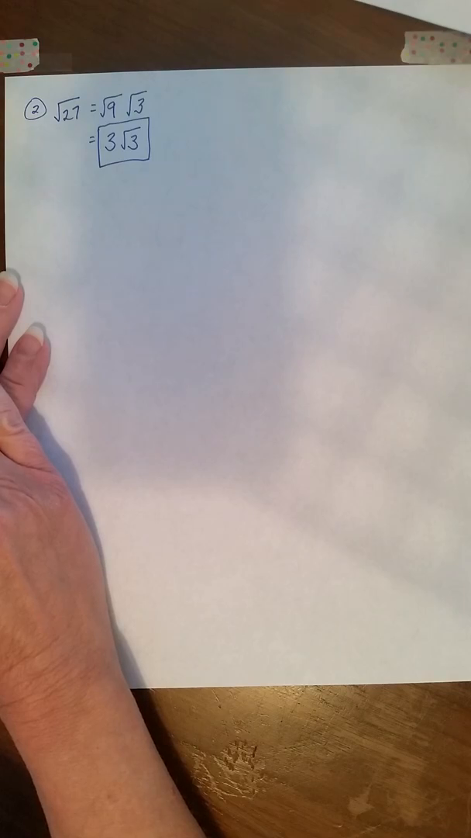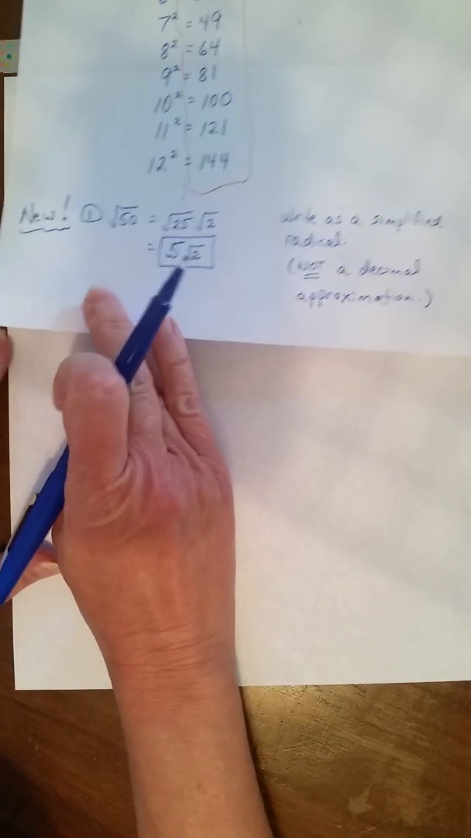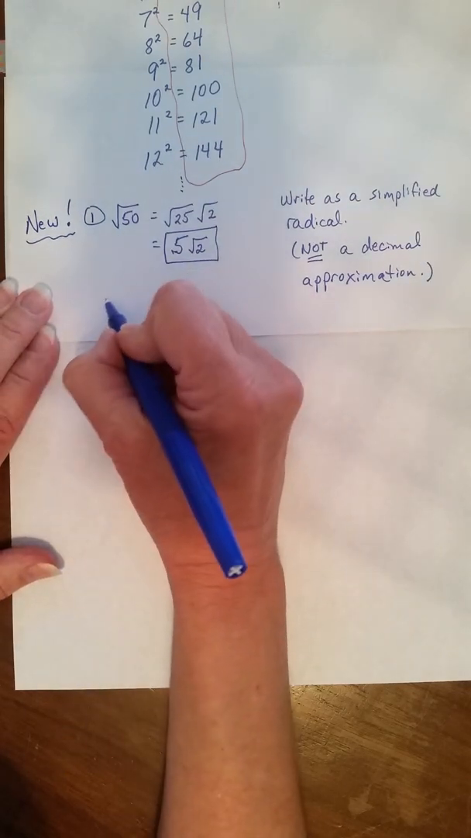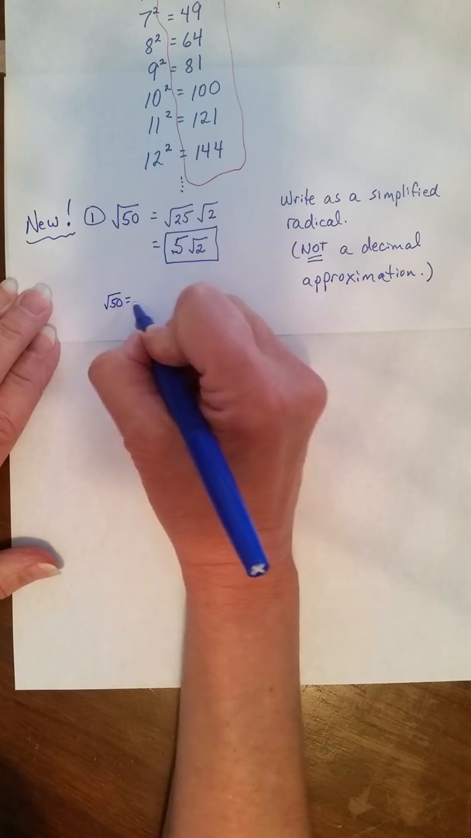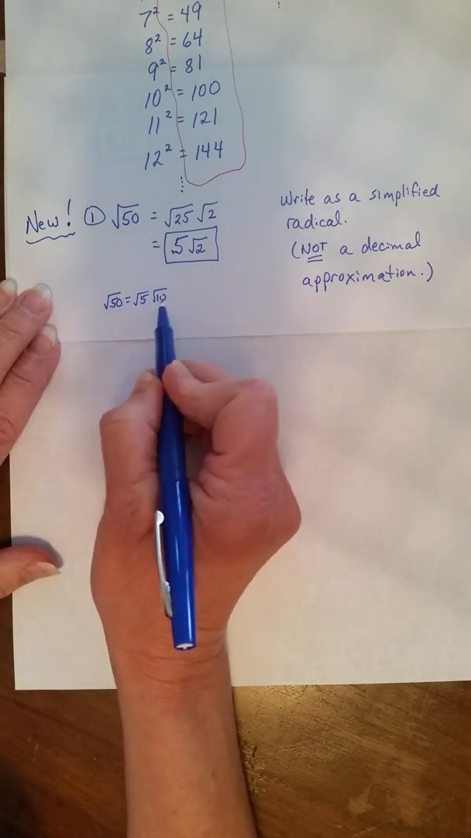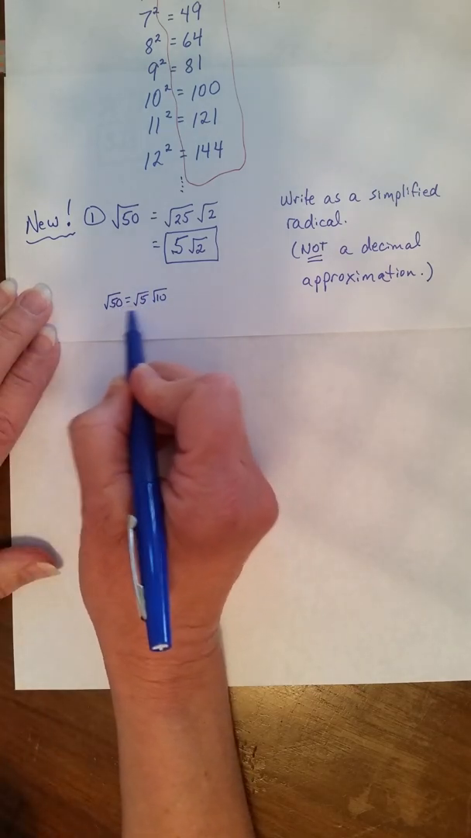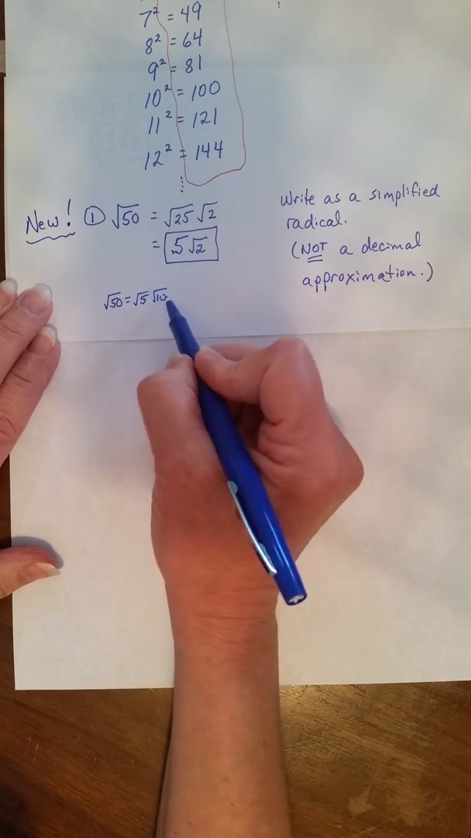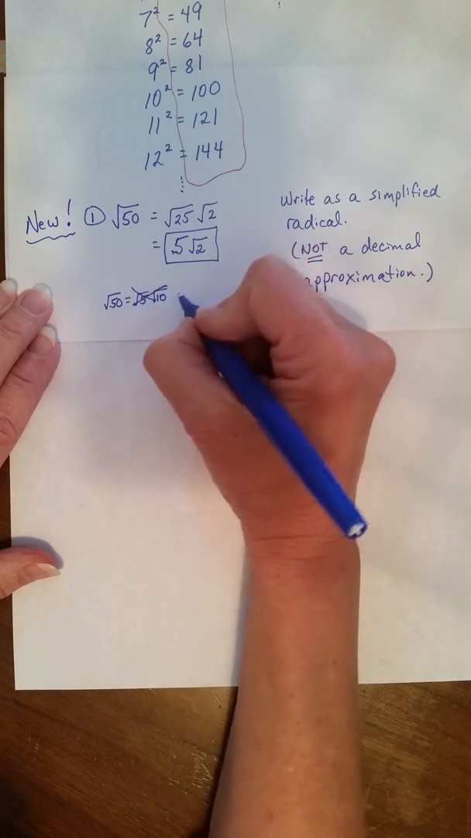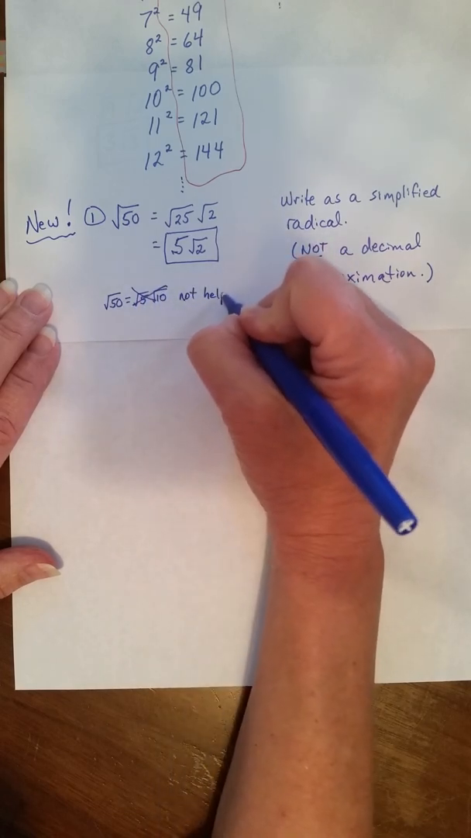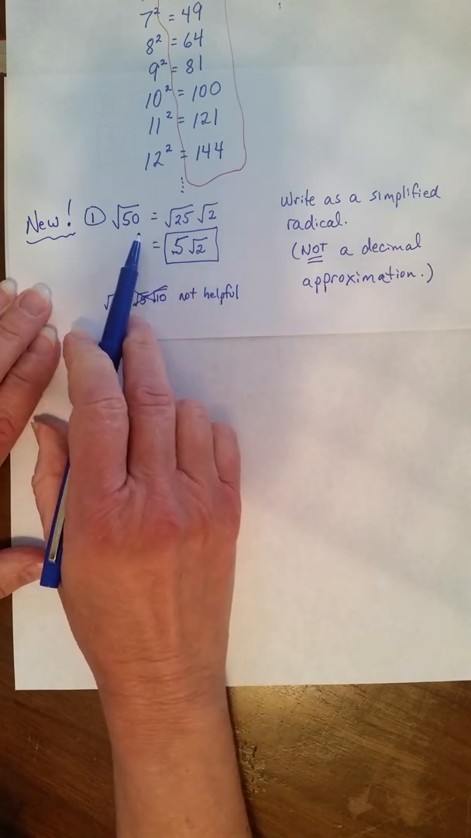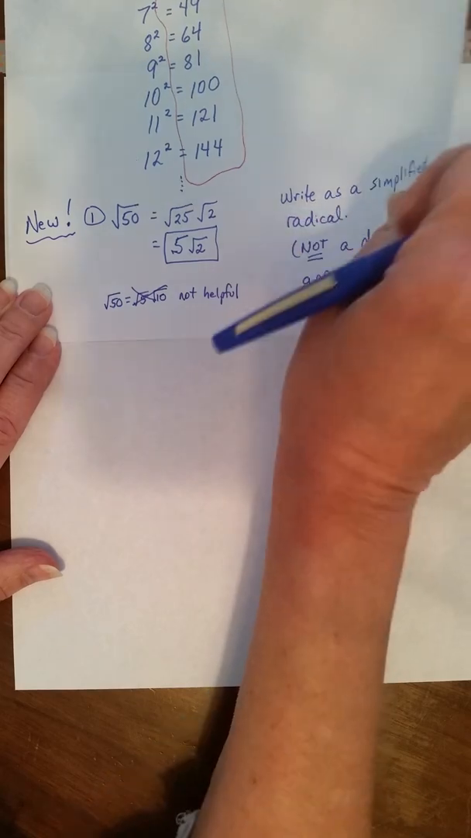Okay? Let me go back here. I want to go back to number 1 to show you something. Okay? The square root of 50. Now, we know 50, we could also write as 5 times 10. 5 times 10 is 50. But using these two factors of 50 doesn't help me at all, because neither 5 nor 10 are perfect squares. So this doesn't really help. Not helpful. We want to split it up using a perfect square factor of 50. Okay? Which is 25.